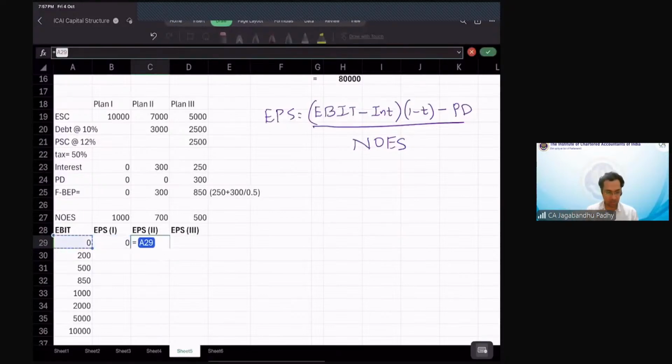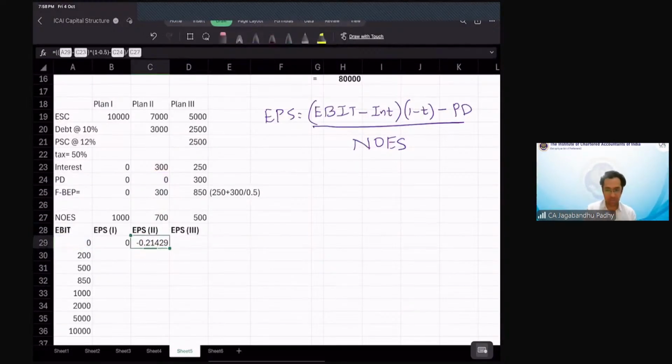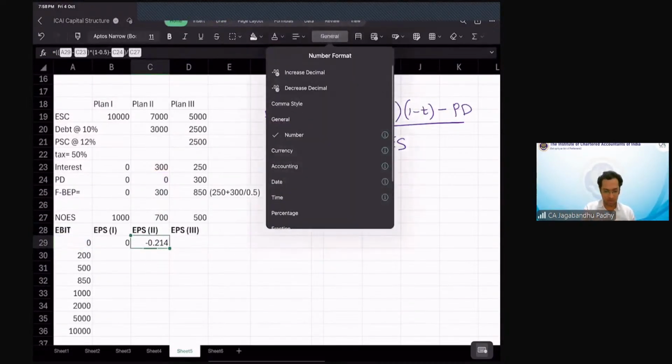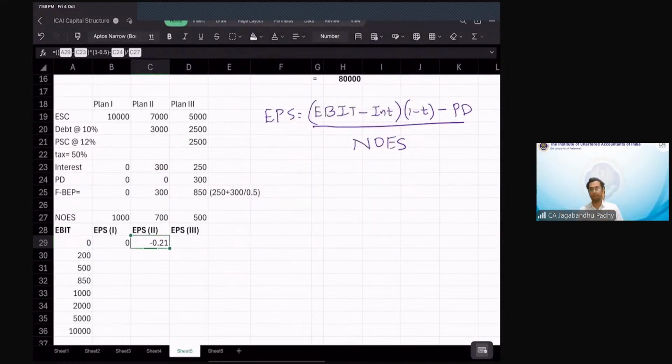Can I say for the second plan, sir, EBIT is 0. So on that, we subtract interest. To that, we multiply 1 minus tax rate of, let's say, 0.5, minus the preference dividend. And then this whole thing is going to be divided by the number of equity shares. Can I say on a per share basis, we're getting this as minus 0.21? Right? So we are in the negative zone.